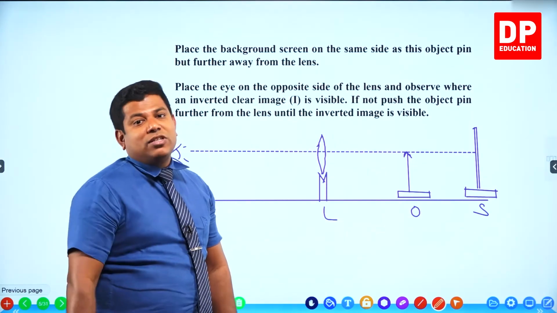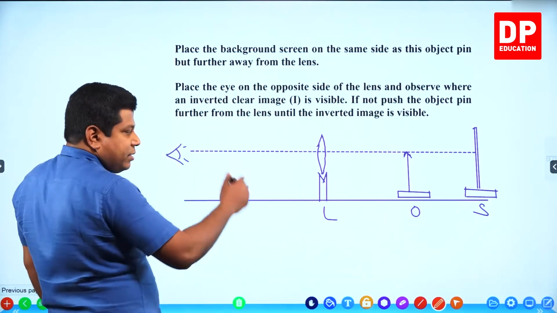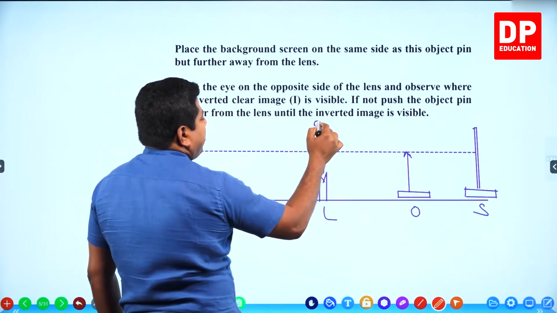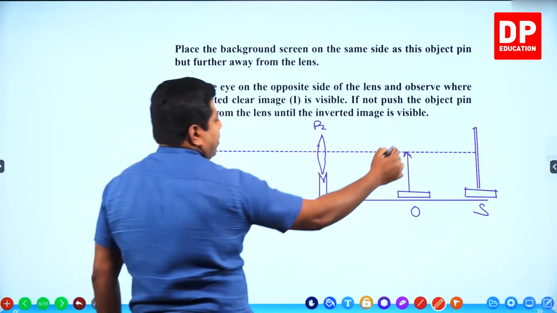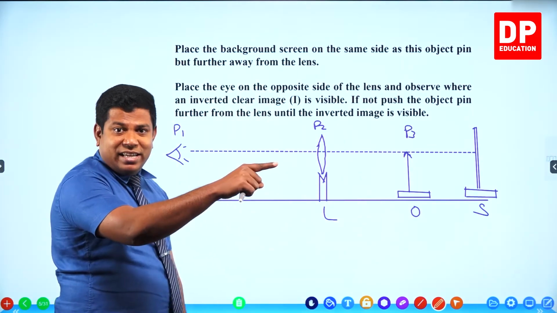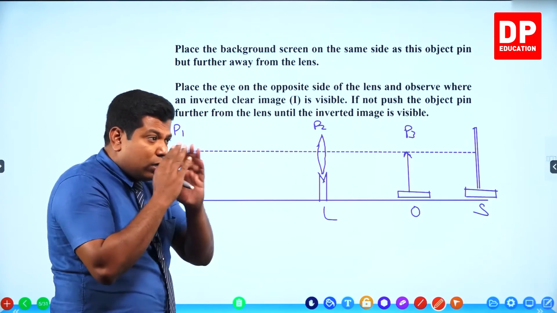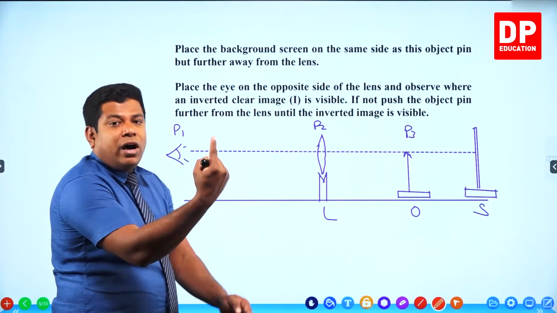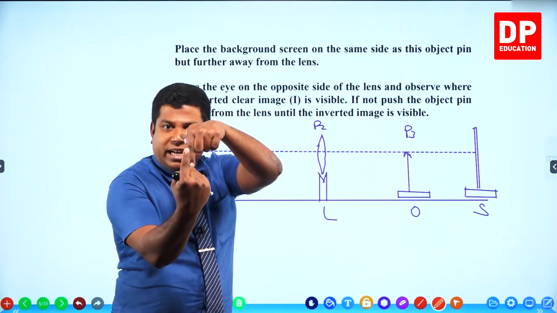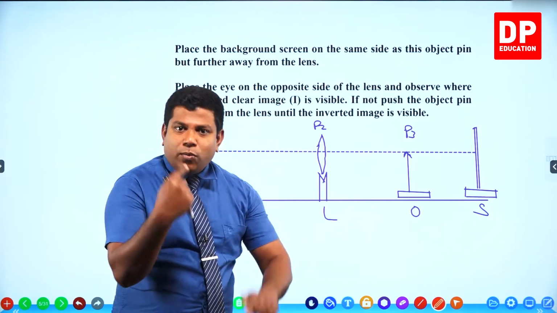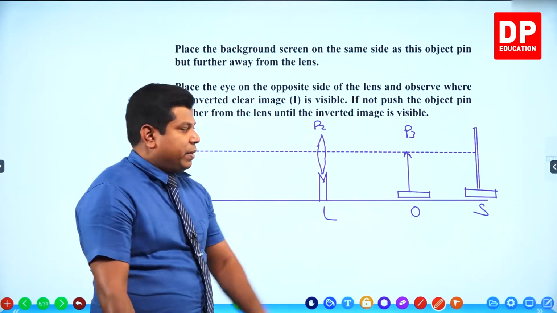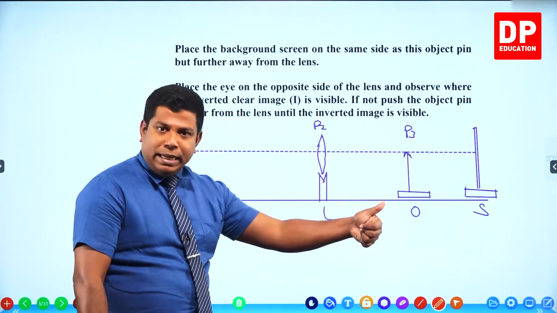If it is not on the same line, see, when you are looking from here, this is point 1, point 2 is the center of this lens, and point 3. These three have to be in the same straight line. Otherwise, you will not see them in the same straight line. You will have the object pin here, image here, and they will be deviated. One reason is that the lens is not perpendicular. I will show it when I do the experiment. Two, they are not on the same straight line. Clear?